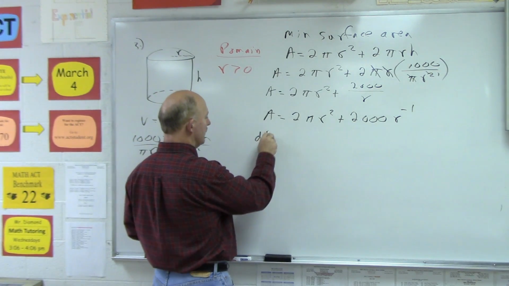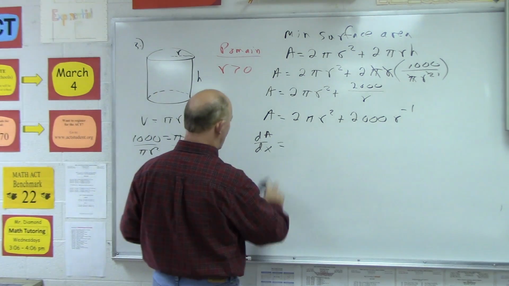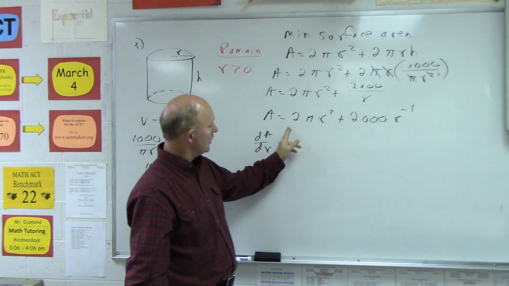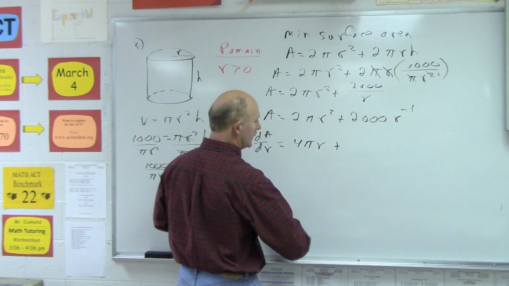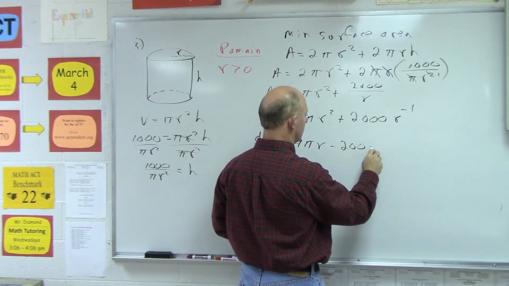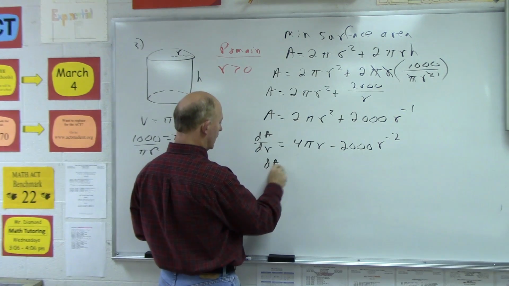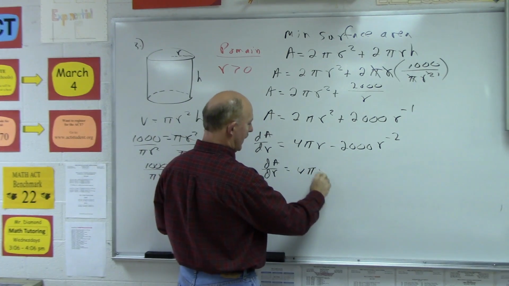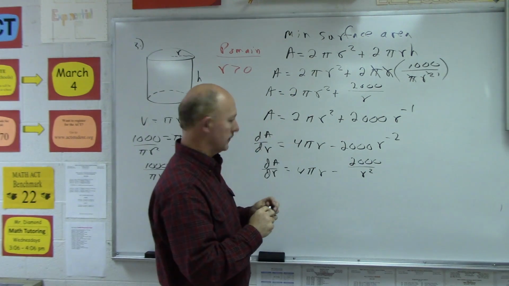So we have dA over dr, since we use r. dA over dr will be equal to, taking the derivative of 2 pi r squared gives us 4 pi r. And then taking the derivative of 2,000 r to the negative 1 will give us a minus 2,000 r to the negative 2 power. Now, let me rewrite this. This would be dA over dr equals 4 pi times the radius minus 2,000 over r squared.